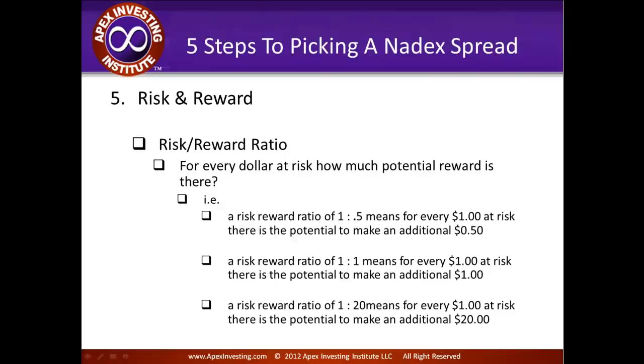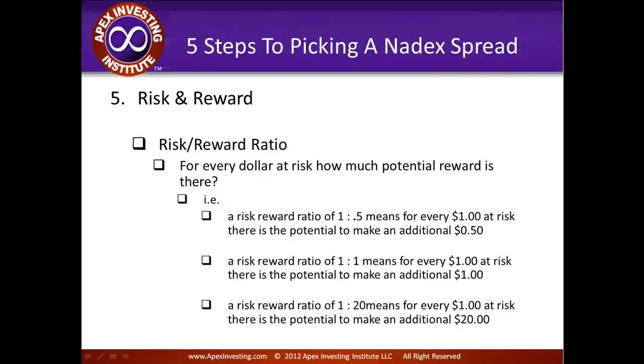So, a risk-reward ratio, say 1 to 0.5, means that for every dollar at risk, there's a potential to make an additional 50 cents. Probably not the trade that you're looking for, okay? A risk-reward ratio of 1 to 1 means for every $1 at risk, there's a profit potential to make an additional dollar. So $1 could make a potential additional dollar. Now, a risk-reward ratio of, say, 1 to 20 means that for every dollar at risk, there is the potential to make an additional $20. So you're really looking for a great risk-reward ratio, and that's pretty simple.